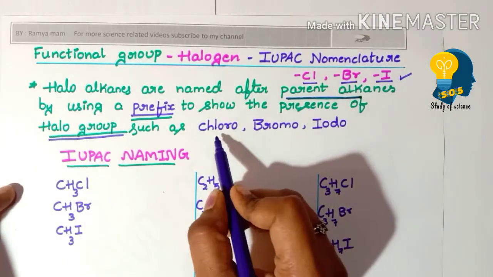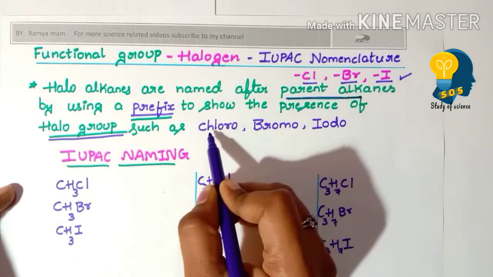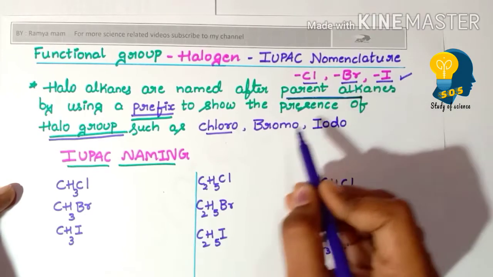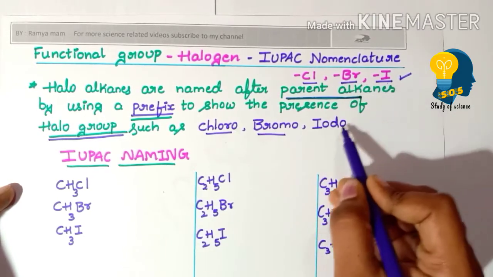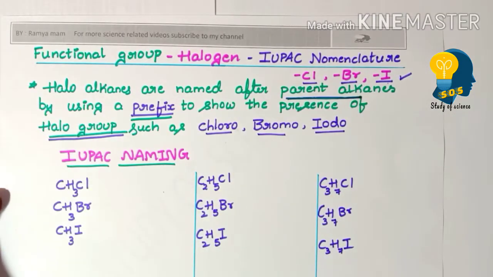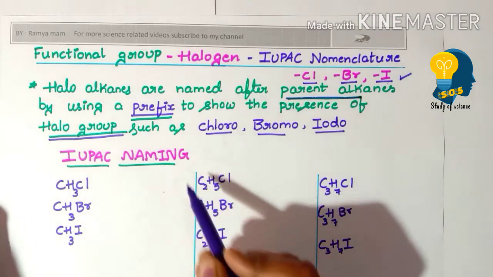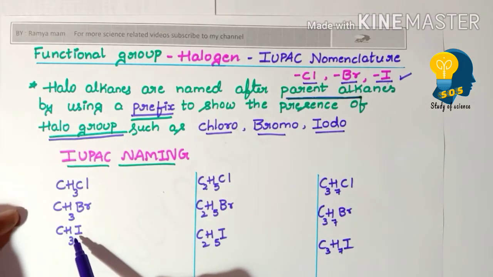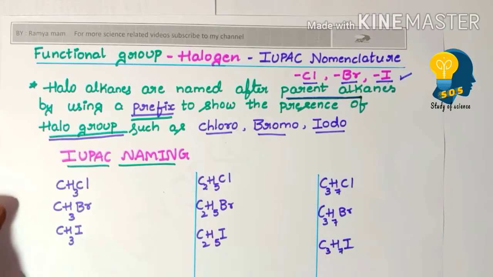Some of the prefixes are: Cl is called chloro, Br is called bromo, and I is called iodo. Clear? Now, here are some examples which come under the halogen group. I will teach you how to write the IUPAC naming for these examples.